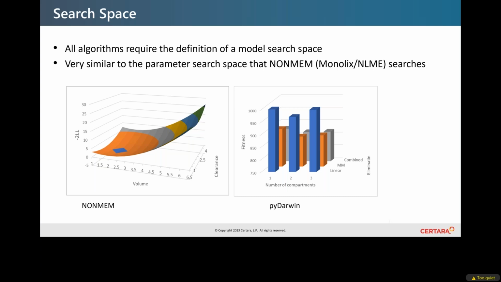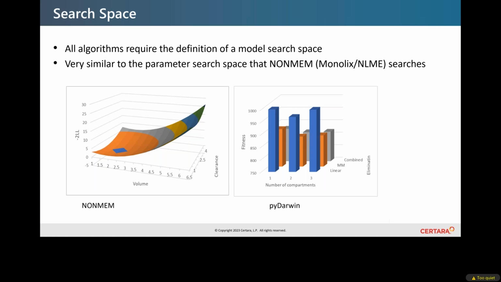The analysis plan says we'll look at 1 and 2 and 3 compartment models with first order and Michaelis-Menten elimination and these different absorption models. The difference is for this, you have to explicitly make that list. And then that model space is searched. And the searching of that parameter space is in many ways fairly analogous to what NONMEM or any of the parameter estimation algorithms use to search the parameter space.